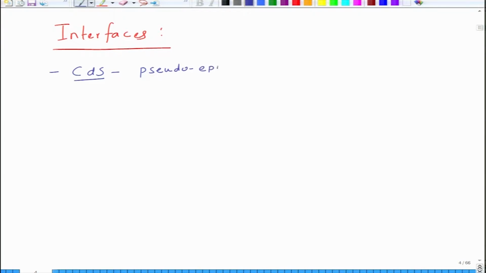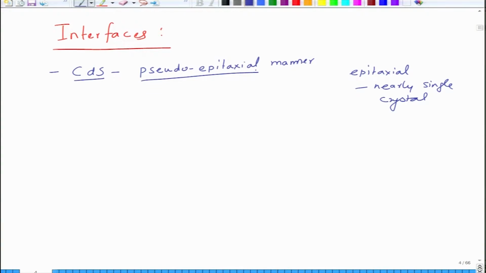Now, the important thing in these solar cells is the role of interfaces. First is the growth of CdS. CdS needs to be grown in a pseudo epitaxial manner. Epitaxial would mean nearly single crystal films, which means all the regions in the film will be at the same orientation. Pseudo epitaxial is nearly close to being epitaxial, but not quite there. So, it is somewhere between polycrystalline and single crystal films, sort of textured films.